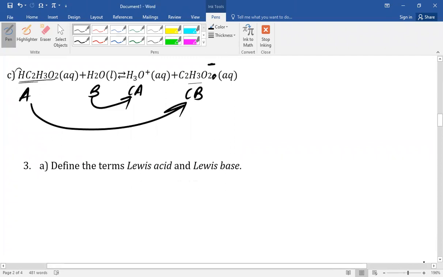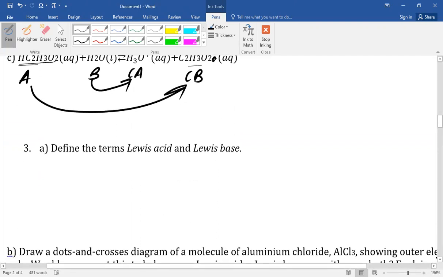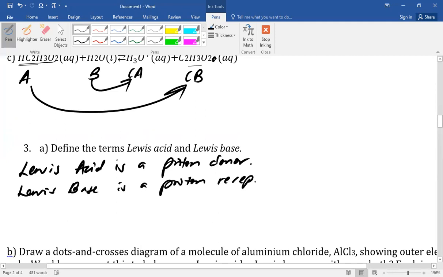Okay, so define the terms Lewis acid and Lewis base. So a Lewis acid is a proton donor, and a Lewis base is a proton receptor. So that's the Lewis acid and Lewis base definition. Donors are those who donate, and a receptor receives. A Lewis base is given by OH negative.